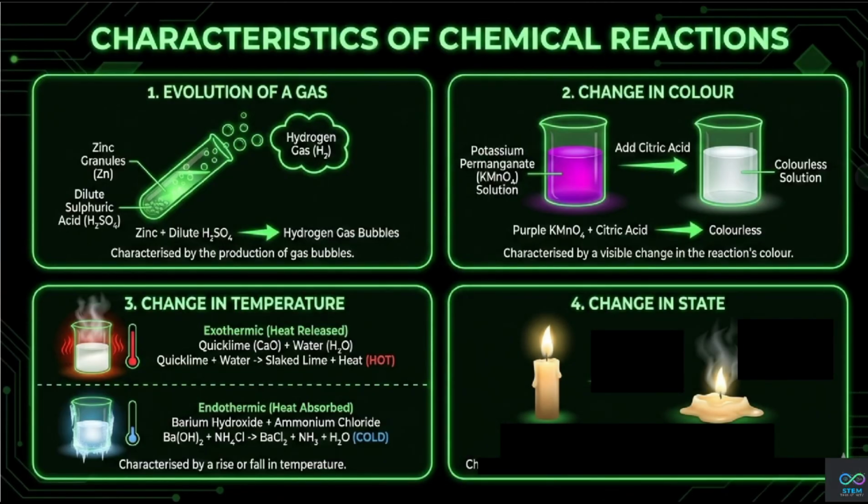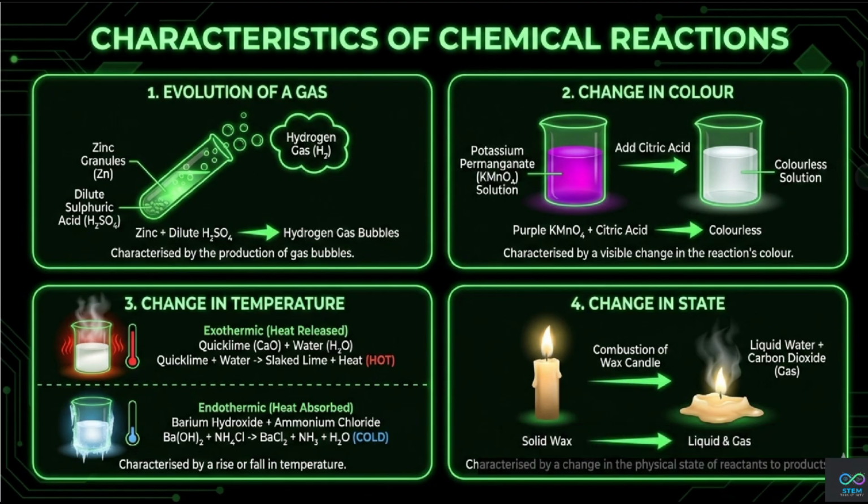Change in state. Some chemical reactions are characterized by a change in state. For example, when wax is burned in the form of a wax candle, then water and carbon dioxide are formed. This means that during the combustion reaction of wax, the physical state changes from solid to liquid and gas. Thus, the combustion reaction of wax candle is characterized by a change in state from solid to liquid and gas.